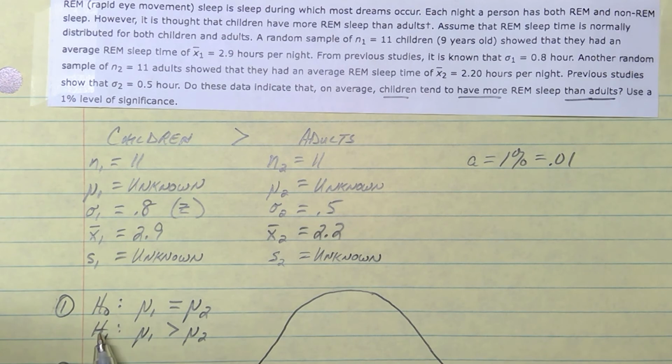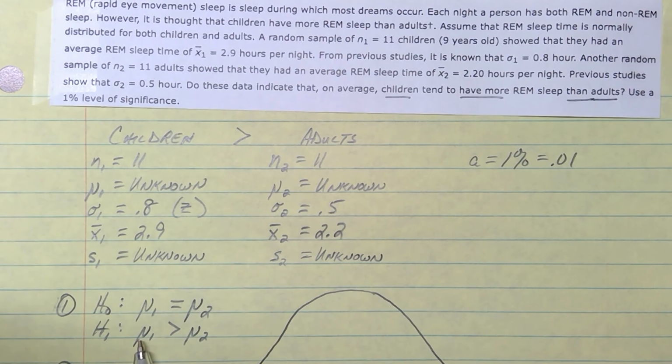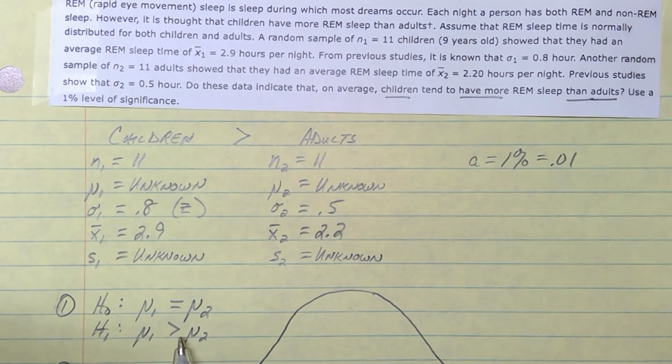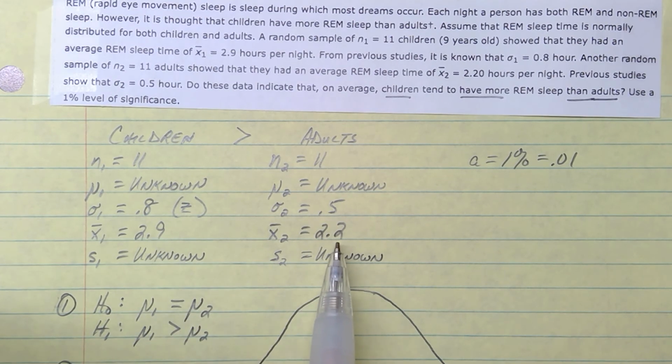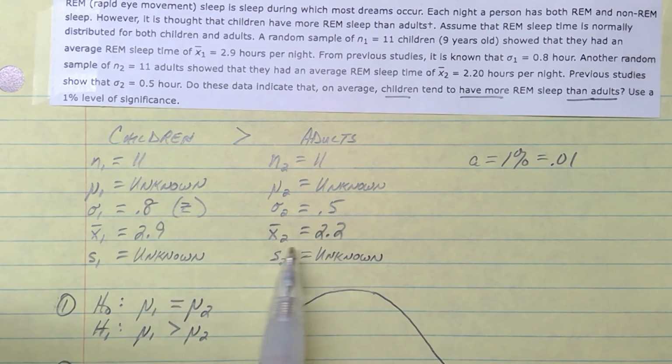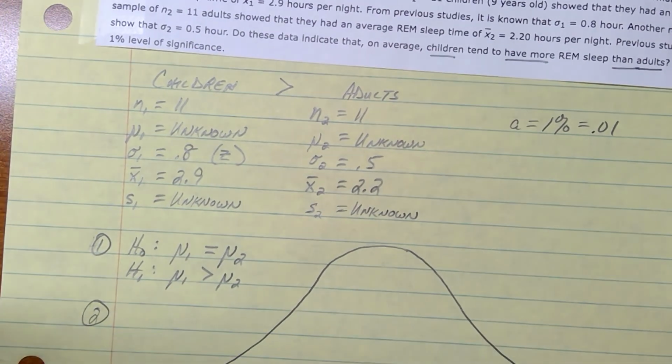My challenge, the alternate hypothesis, is no, this is not right. My challenge is that children dream a lot more than adults, that children's REM sleep time is greater than adult REM sleep time. So that's my challenge, all right? It's obvious from my sample that children have a higher number of hours than adults do, but is it significantly higher? Is it large enough a difference that anybody cares?